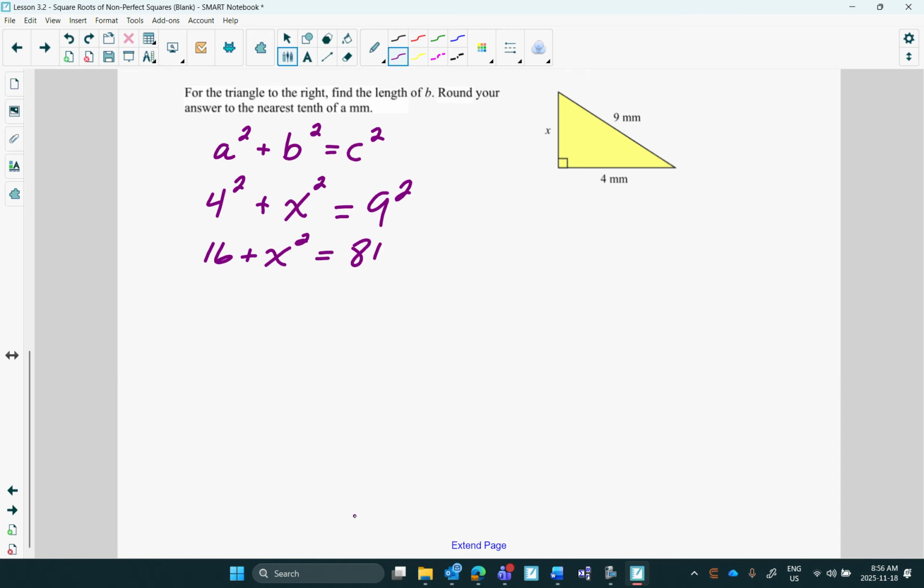Now what do I do? Subtract 16 from the 81. Right. Bring the 16 over here by subtracting 16. And we get x squared equals 65. That's not a perfect square. Well, we're going to find it by taking the square root of 65, which is approximately 8.1 if we round it to 1 decimal place, millimeters. Good.